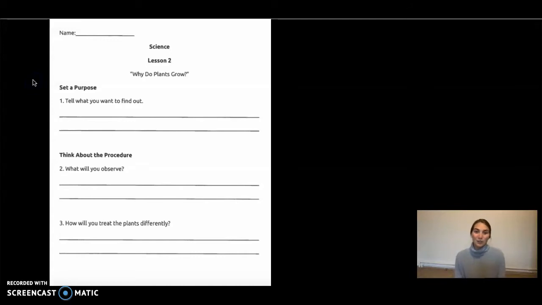So in front of you, you will have "Why do plants grow?" We're going to fill out this first page together. What do we want to find out? We want to find out if the plants have what they need to grow. We are going to observe to figure it out.